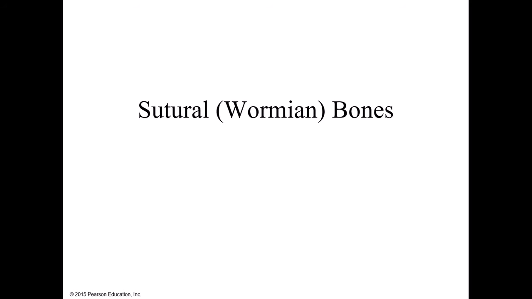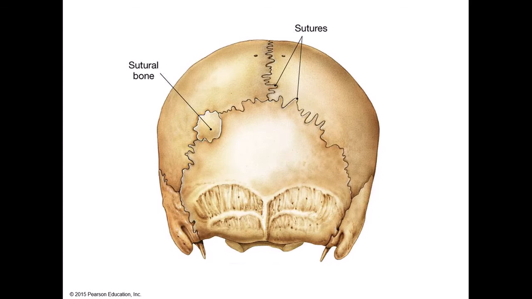Let's just define a type of bone that sometimes is found embedded in the suture. This is called a sutural bone. So if you take a look over here, this is the lambdoid suture. We're looking at it from the back. This is the sagittal suture right here. That bone right there embedded in the suture is known as a sutural bone. You could also call it a Wormian bone.